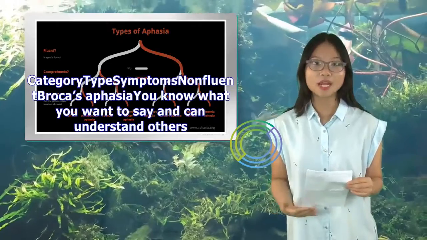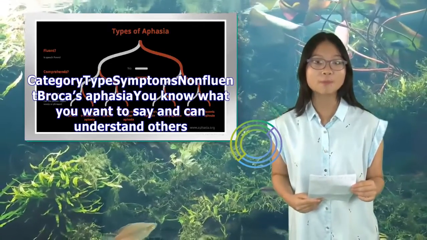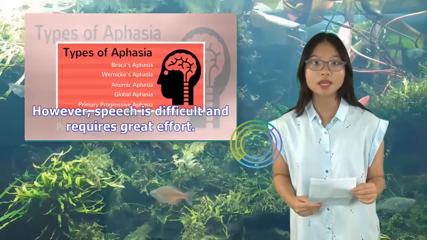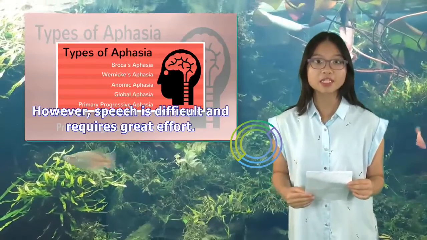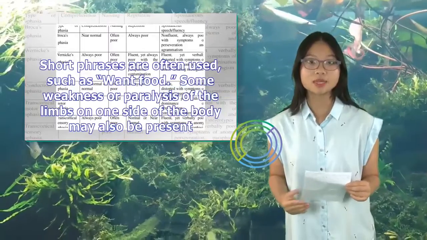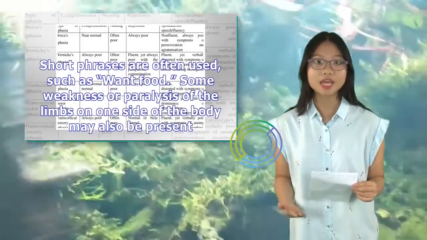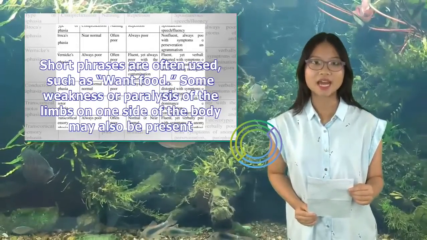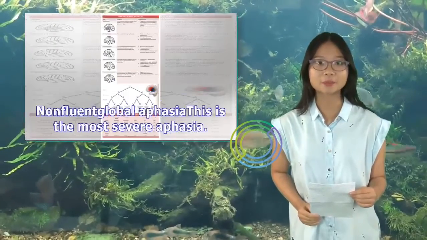Category, type, symptoms. Nonfluent Broca's aphasia: you know what you want to say and can understand others. However, speech is difficult and requires great effort. Short phrases are often used, such as "want food." Some weakness or paralysis of the limbs on one side of the body may also be present.